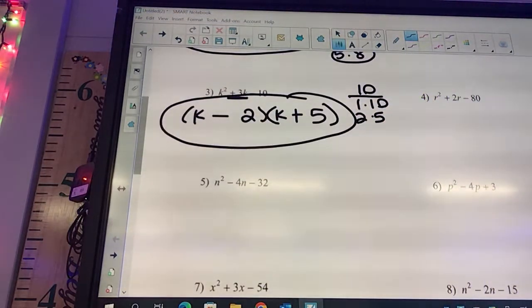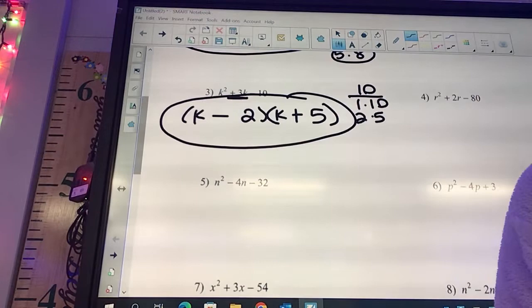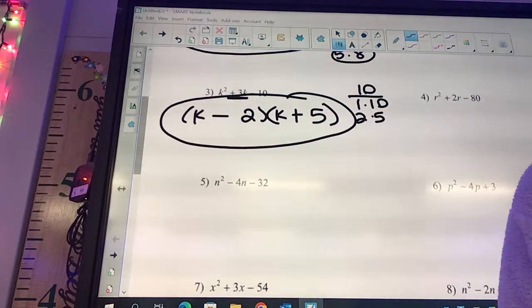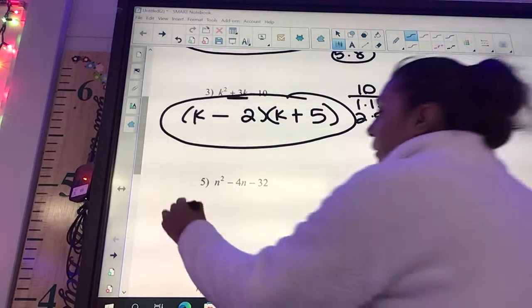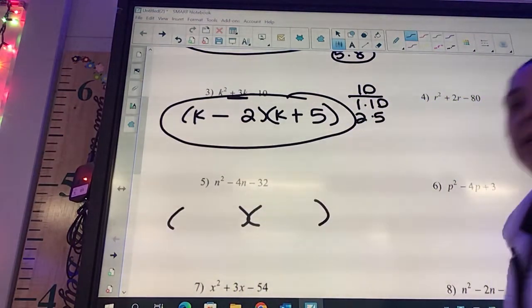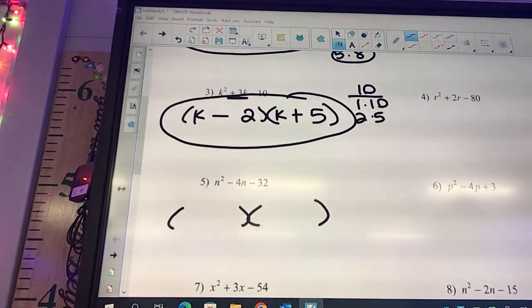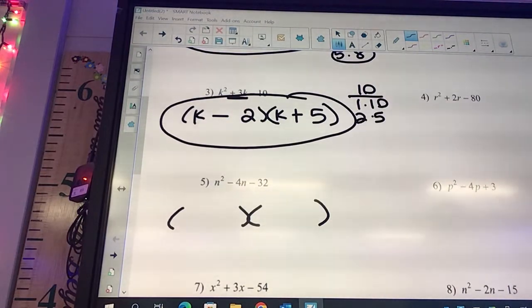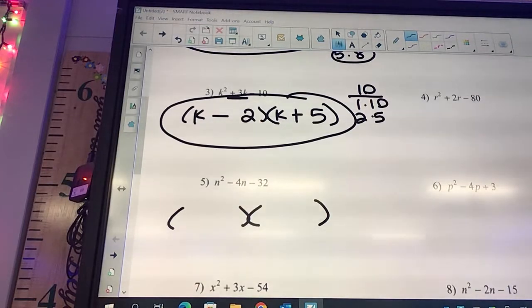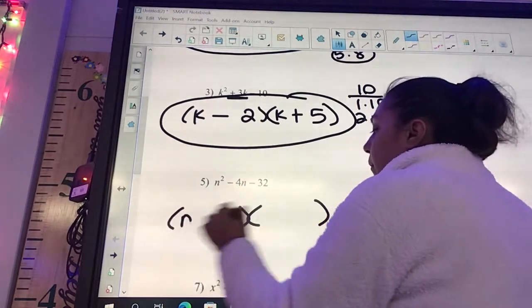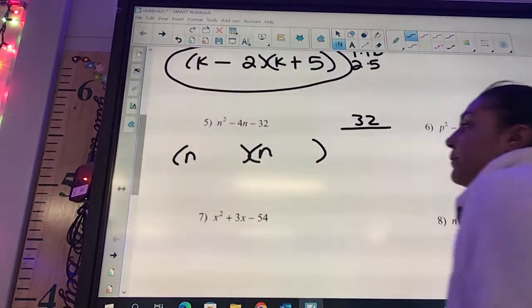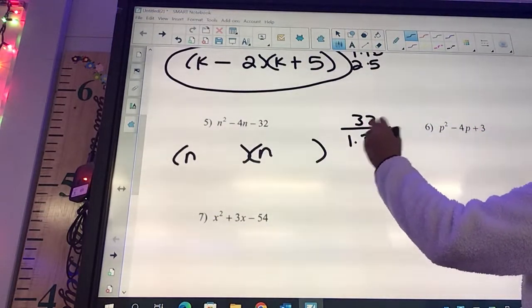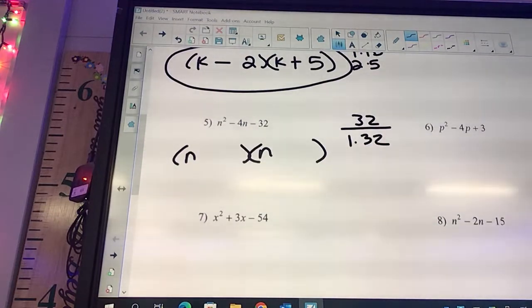Okay, 5. What's the very first thing you should do? What's our first step? Let's start going through the steps. Make the parentheses. Second step. Before that, put the ends, and then yes, Mercedes, you're going to say 32. What's the first one we should have down? 1 and 32. Okay, so say 32 divided by 2.